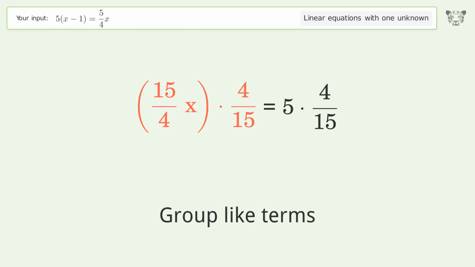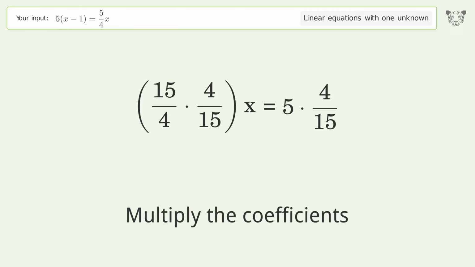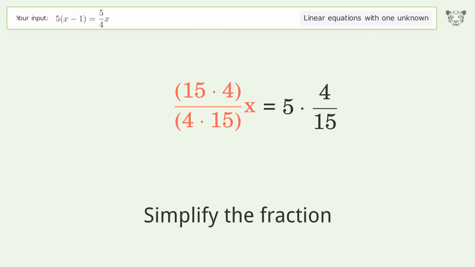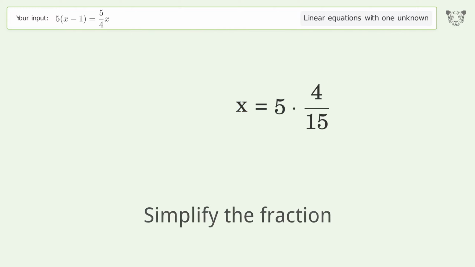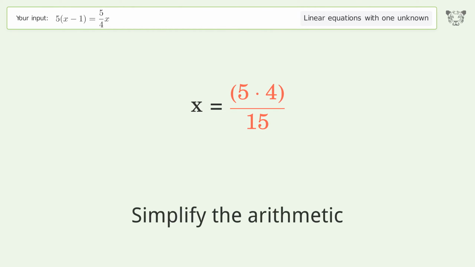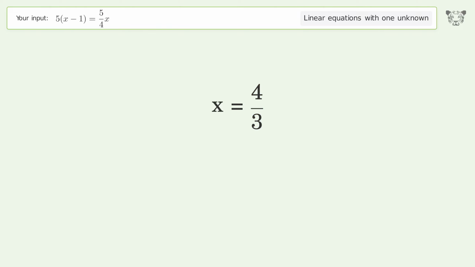Group like terms. Multiply the coefficients. Simplify the fraction. Multiply the fractions. Simplify the arithmetic. And so the final result is x equals 4/3.